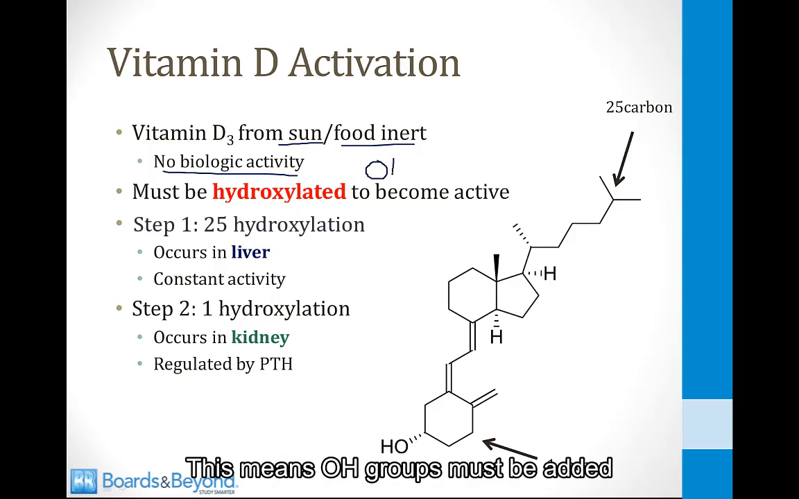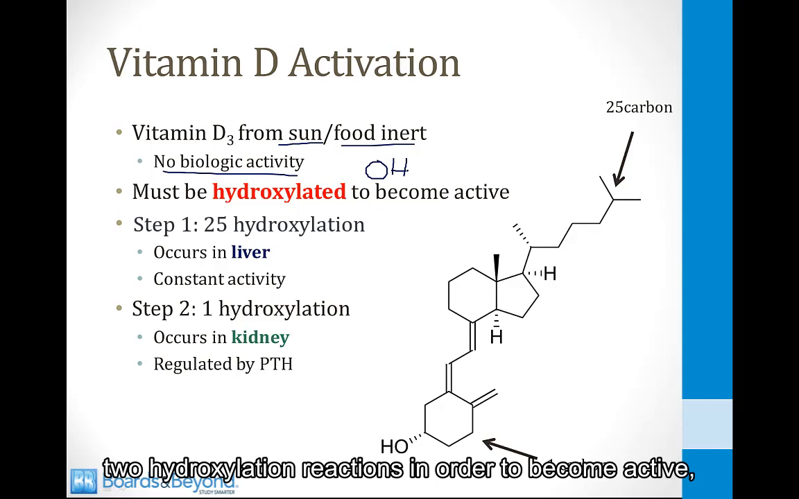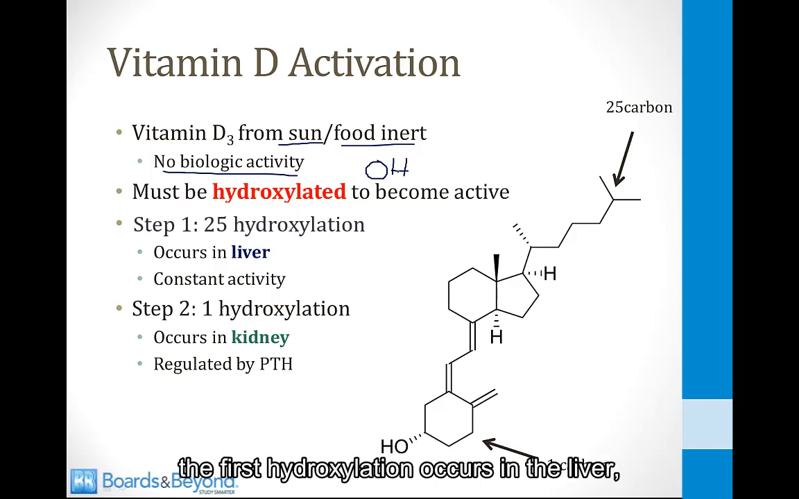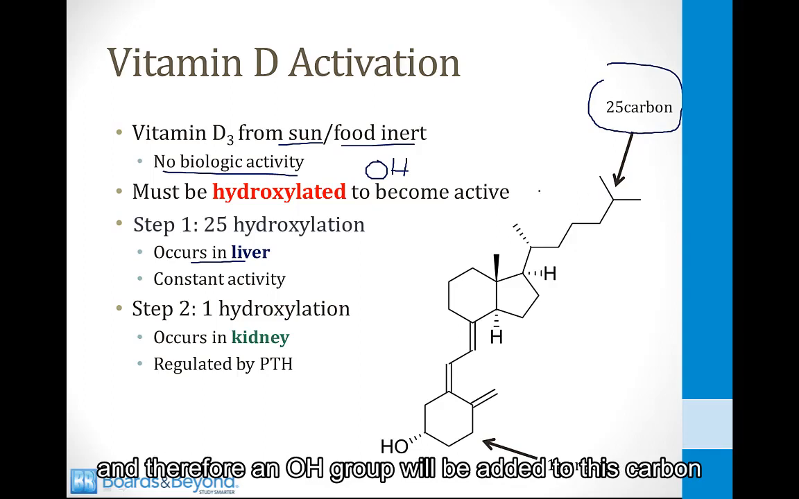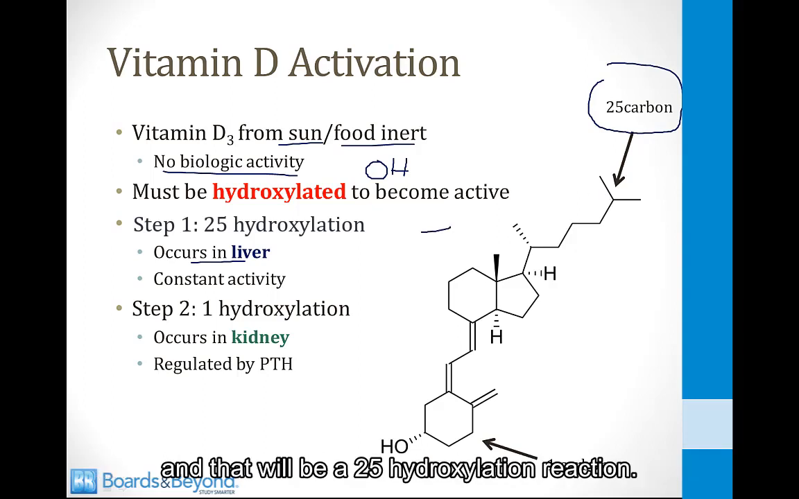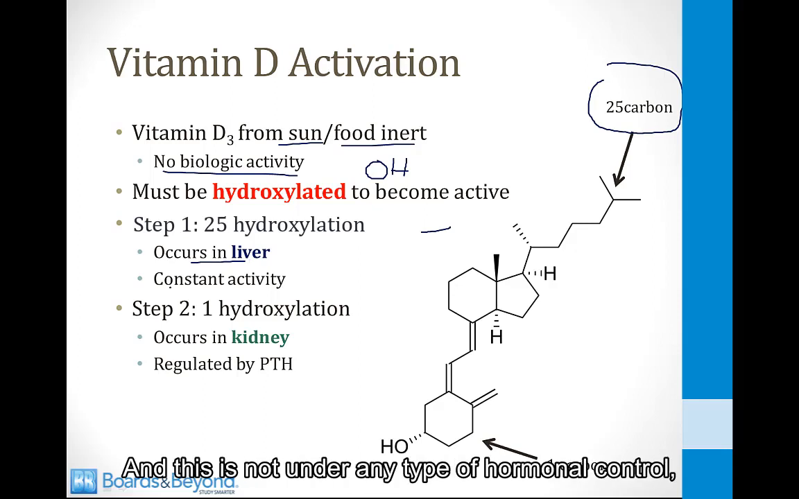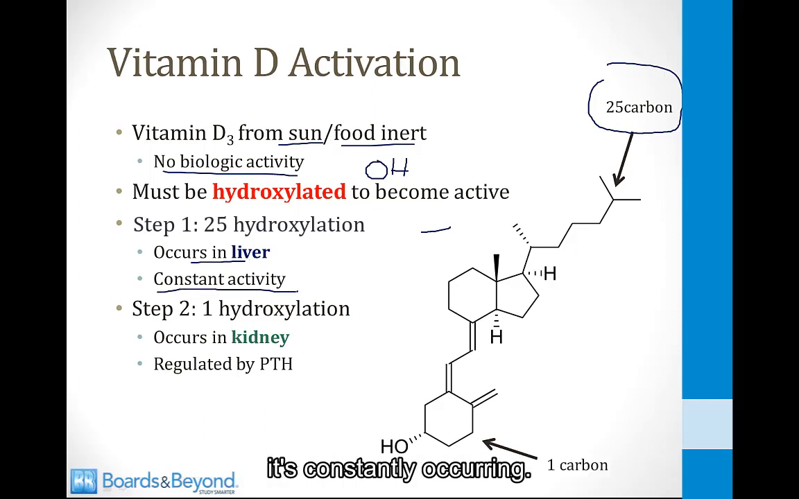This means OH groups must be added to the molecule, and it has to go through two hydroxylation reactions in order to become active. The first hydroxylation occurs in the liver. This is called 25-hydroxylation. This is the 25 carbon on the vitamin D3 molecule, and therefore an OH group will be added to this carbon, and that will be a 25-hydroxylation reaction. As I said before, this occurs in the liver, and this is not under any type of hormonal control. It's constantly occurring. Anytime D3 is consumed in the diet or synthesized from sun exposure, the liver will hydroxylate it as soon as it gets the opportunity.